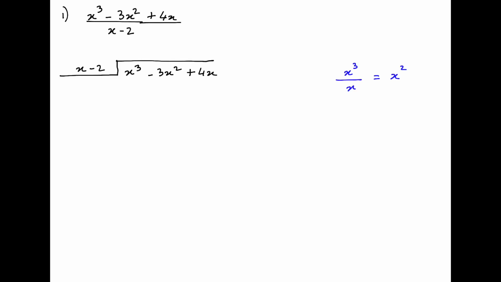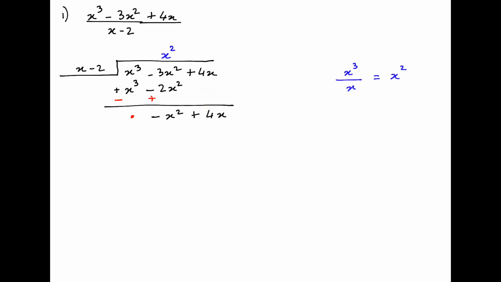I will multiply x to the power of 2 with x minus 2. When I multiply x to the power of 2 with x, I get x cube, and when I multiply by negative 2, I get negative 2x square. Now change the signs. If you have a positive, make it negative. If you have a negative, make it positive. When you do that, x cube minus x cube will be cancelled, and negative 3 plus 2 will give me negative x square, and I bring down 4x.